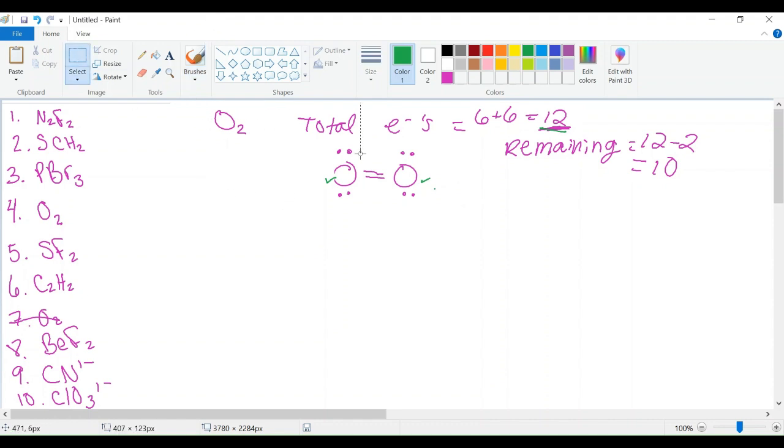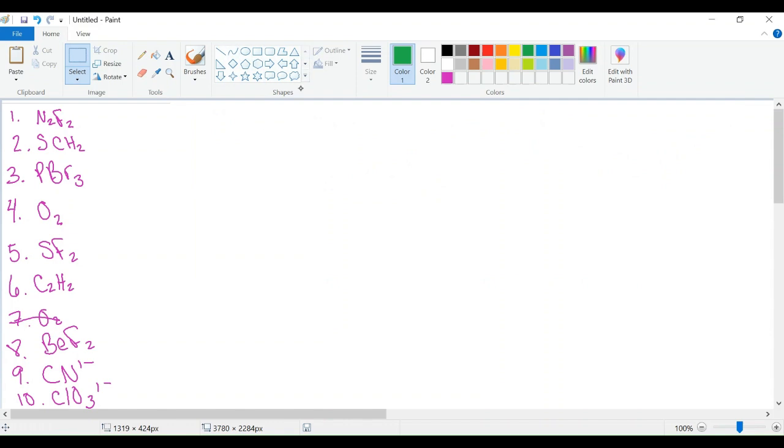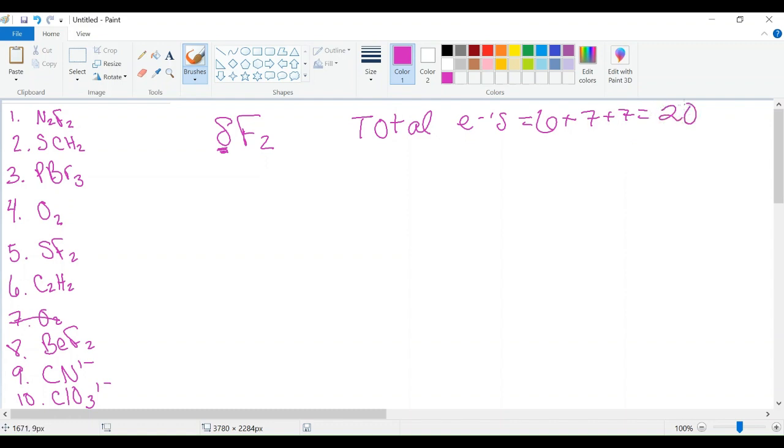All right, next example we have is SF2. So again, my first step, pause here, try a couple of these, try the rest of them, see if you're getting them right. So total electrons is going to be, in this case, 6 electrons from sulfur, those are the valence electrons from the periodic table, and then 7 from each fluorine. So that's 14 and 6. We're going to have 20 electrons altogether.